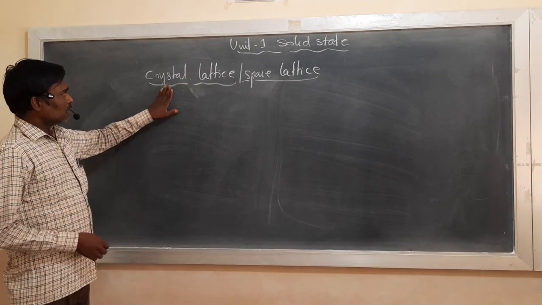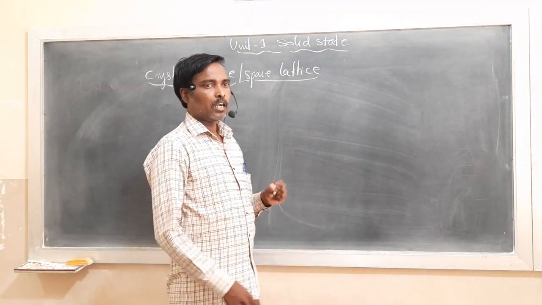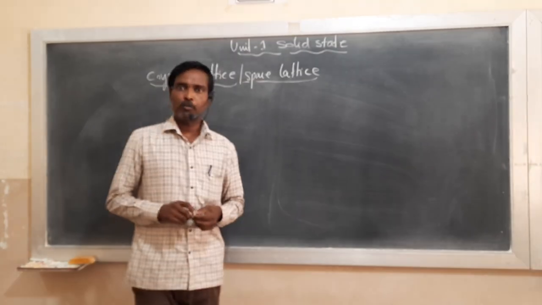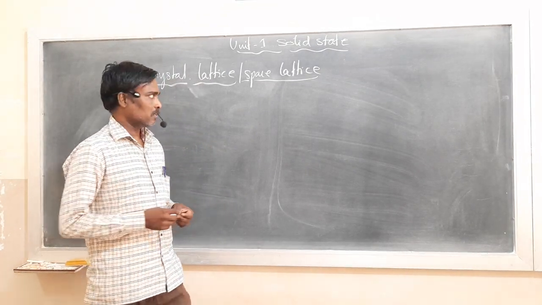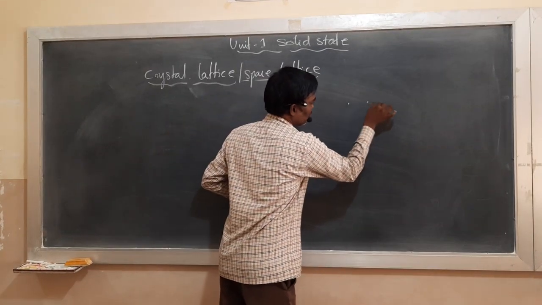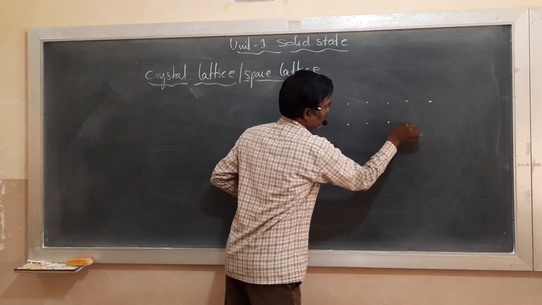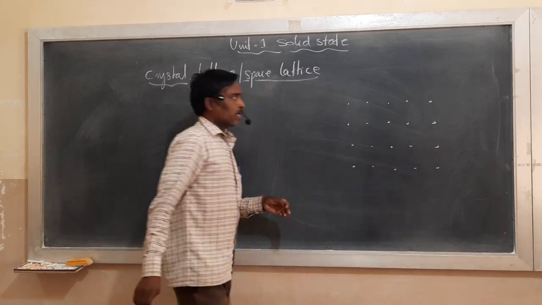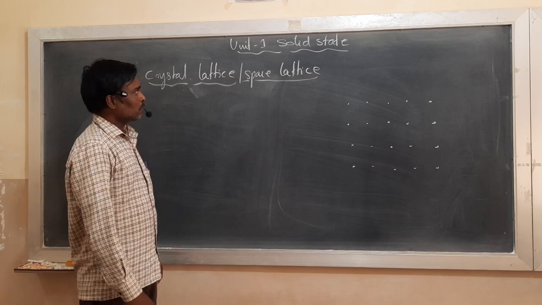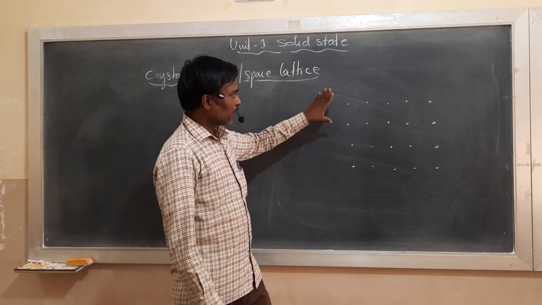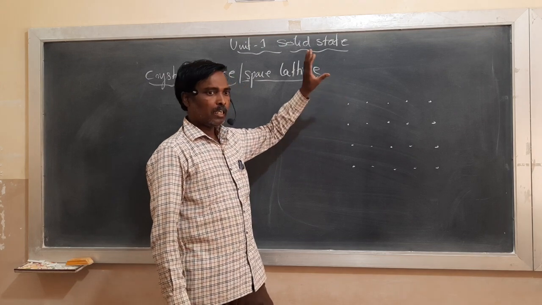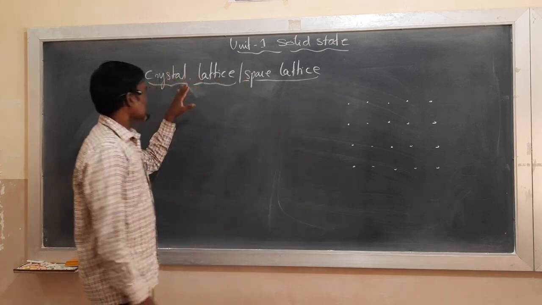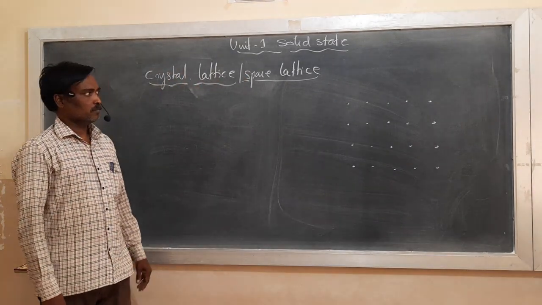Okay. So the crystal lattice is a three-dimensional array or arrangement of points in space where each point represents a constituent particle. For example, if I write the points like this, these are the points where each point represents a constituent particle. It is an orderly arrangement of the points in space in a three-dimensional manner. So that is called a crystal lattice or a space lattice.